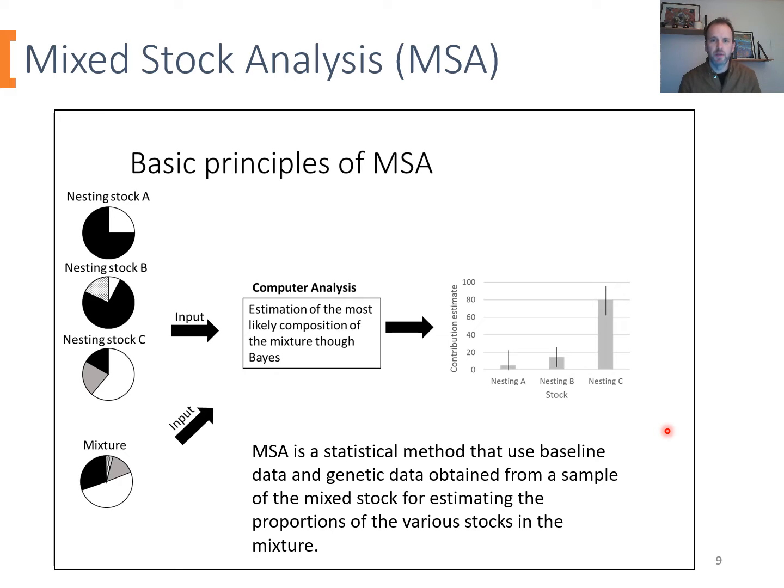Right? So again, we have an example of three stocks with the pie charts now representing the haplotype frequencies in each stock and in the mixture. And as you can see, they are now differentiated based on significant haplotype frequency shifts. And they share haplotypes, so there's less genetic structure. Now that means that we can no longer directly link the origin of turtles in the mixture to a nesting origin based on individual haplotypes. Right? So in these situations, the best thing that we can do is to estimate the relative contribution of the baseline stocks to the mixed sample.